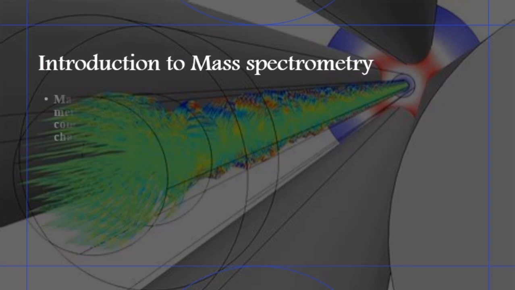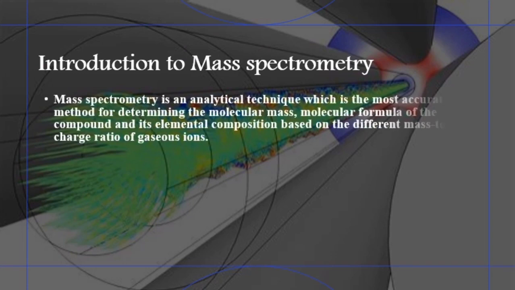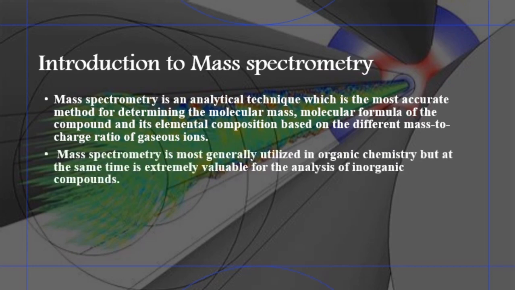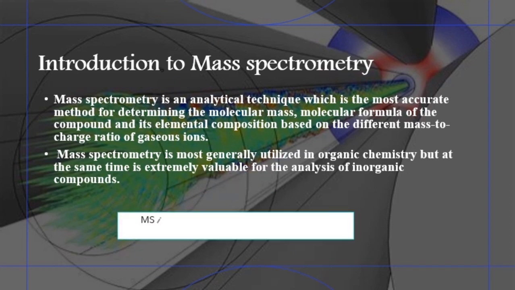Introduction to Mass Spectrometry. Mass spectrometry is an analytical technique, the most accurate method for determining the molecular mass, molecular formula of the compound and its elemental composition, based on the different mass to charge ratio of gaseous ions. Mass spectrometry is most generally utilized in organic chemistry, but at the same time is extremely valuable for the analysis of inorganic compounds. Mass spectrometry is also extremely sensitive. Femtomole quantities can be detected.